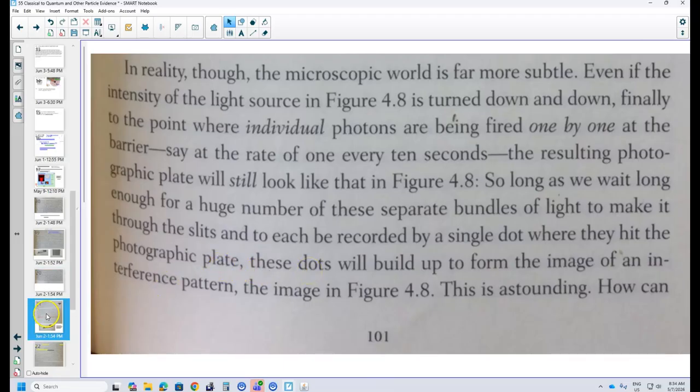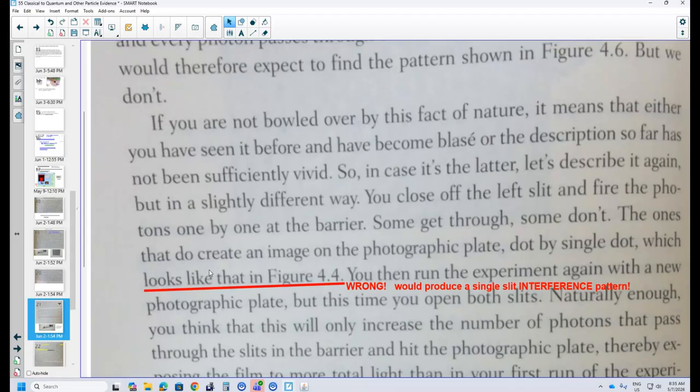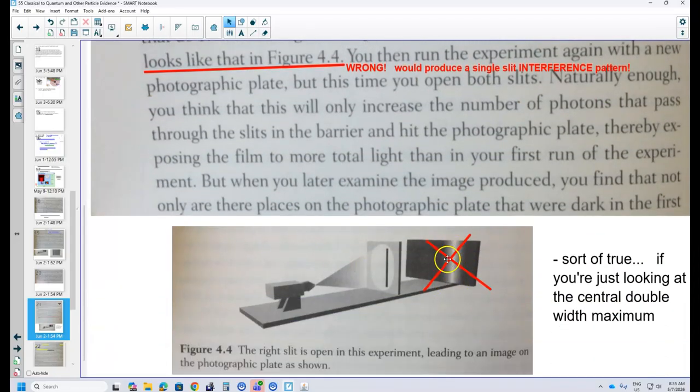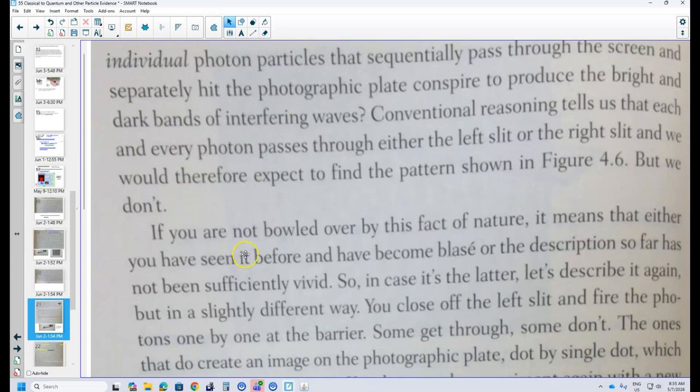This is astounding. How can individual photon particles that subsequently pass through the screen and separately hit the photographic plate, seconds or hours apart from one another, conspire to produce bright and dark interference bands of interfering waves? Conventional reasoning tells us that each and every photon passes through either the left slit or the right slit, and we would therefore expect to find the pattern shown in figure 4.6. In other words, just a blob from going through the one slit. But of course you don't, right?